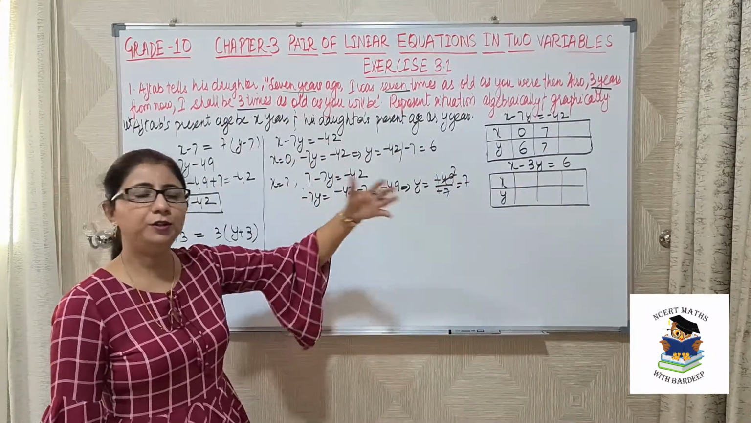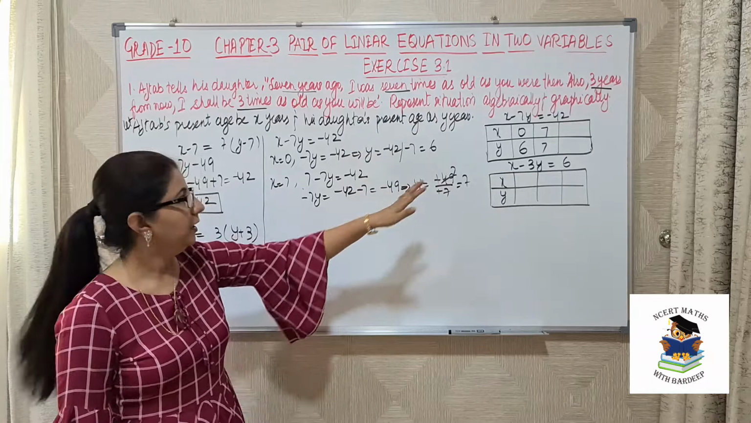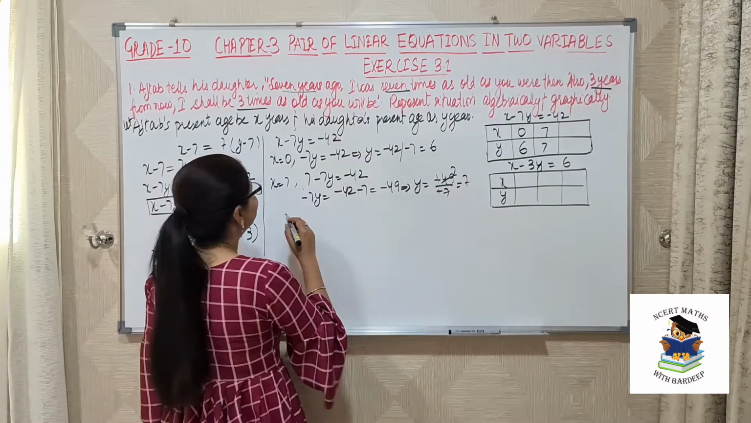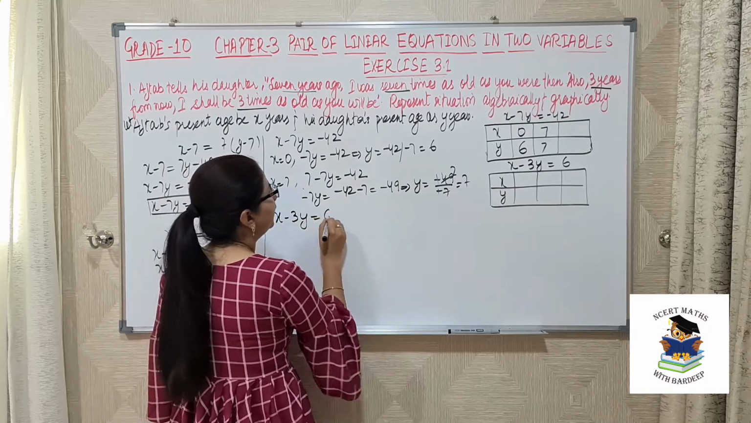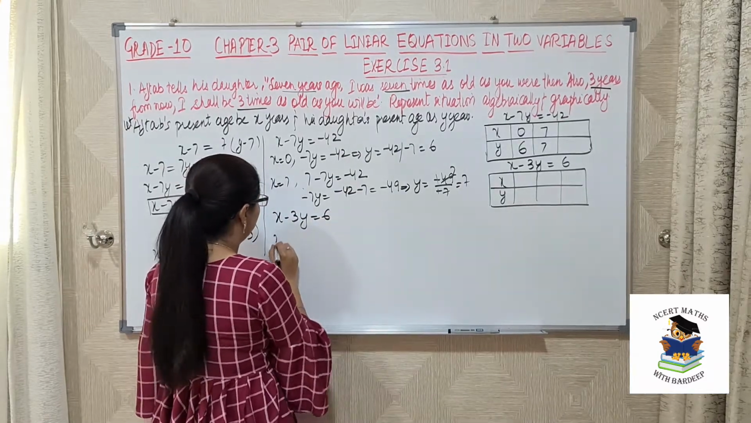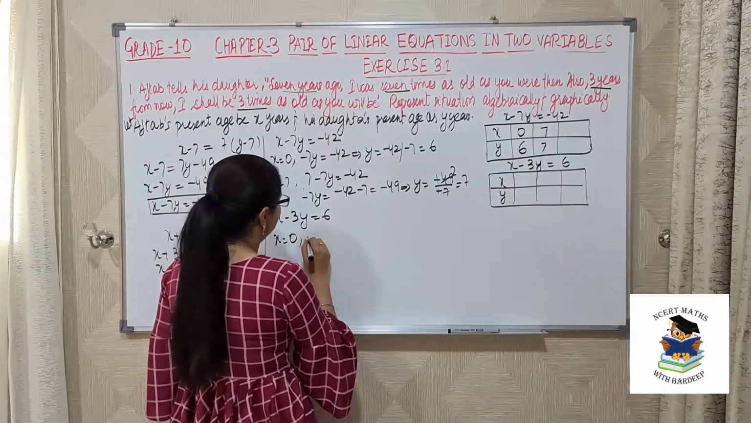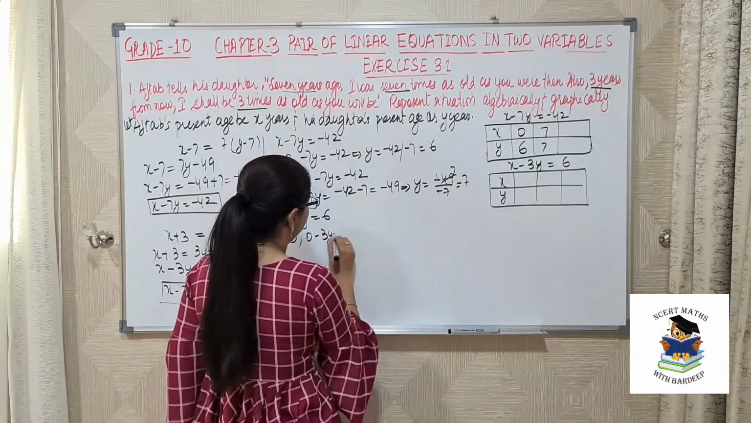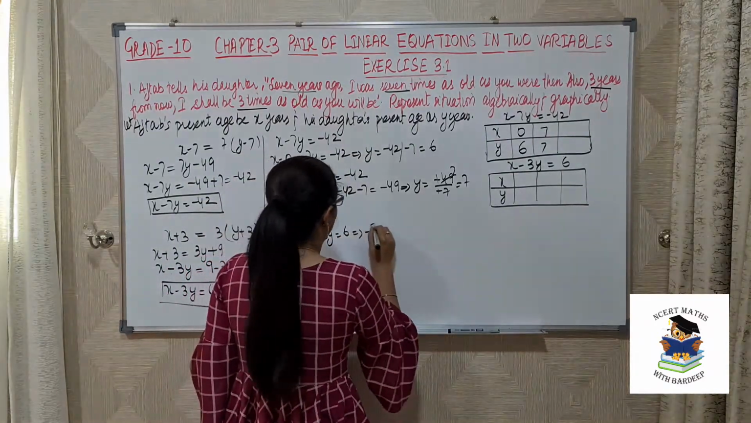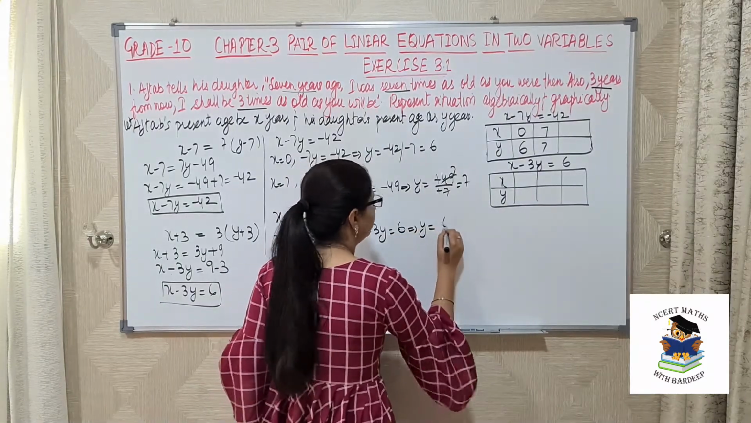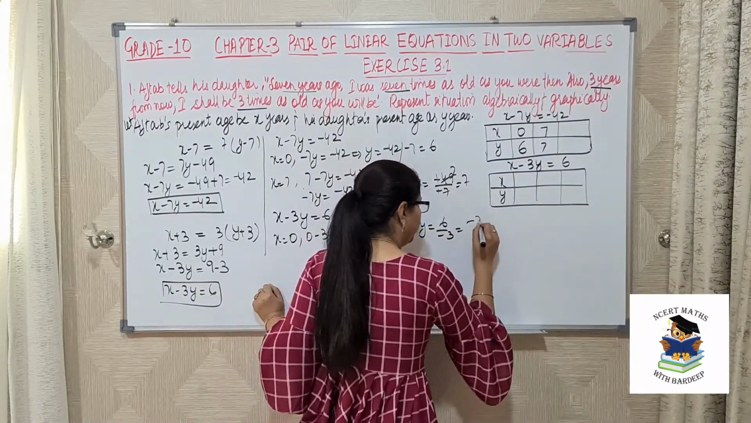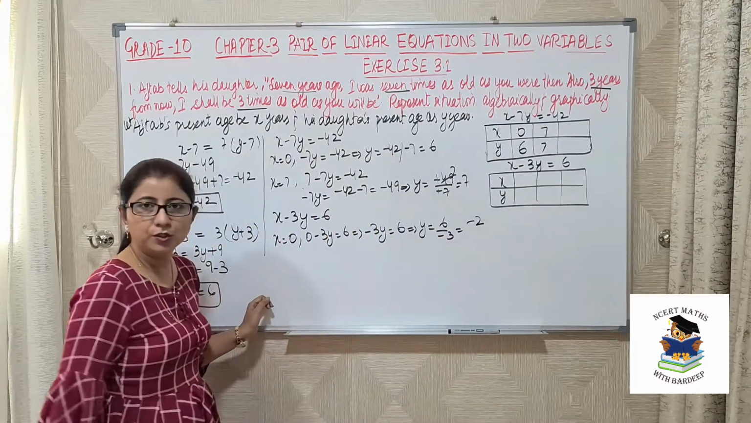Okay, if you want, you can find the third point also. I am not going to find. So let's see our second equation, that is x minus 3y equals to 6. Again put x as 0. So 0 minus 3y equals to 6, and minus 3y equals to 6. So y is equal to 6 over minus 3, that is minus 2.